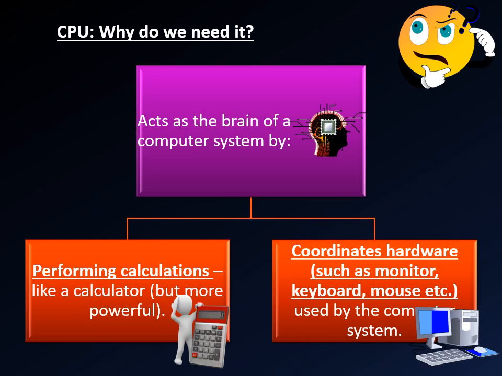Why do we need the CPU? It is important as it is the brain of the computer. It performs processes such as calculations, like a calculator, but more powerful. It coordinates hardware such as monitor, keyboard, mouse, and other functions and hardware of the computer.